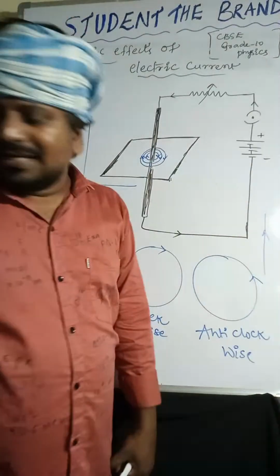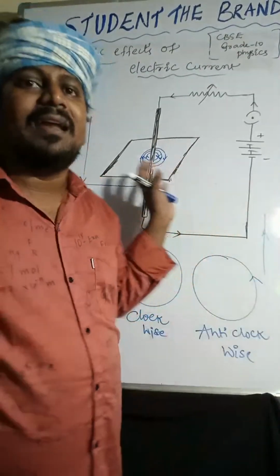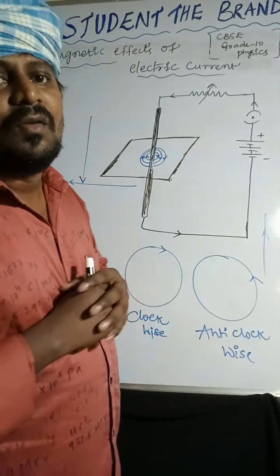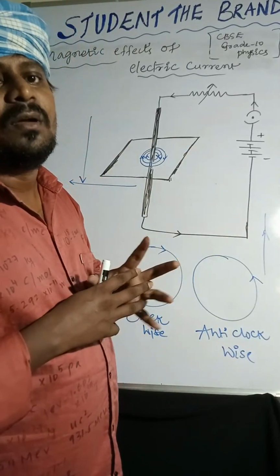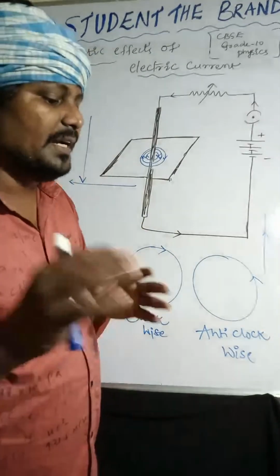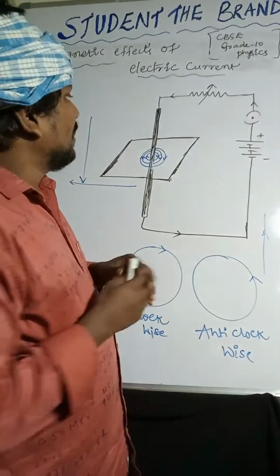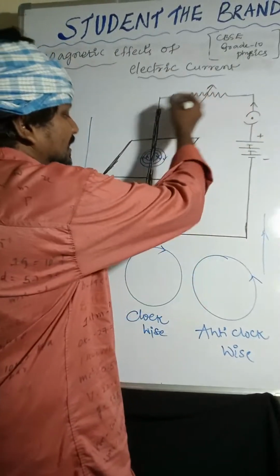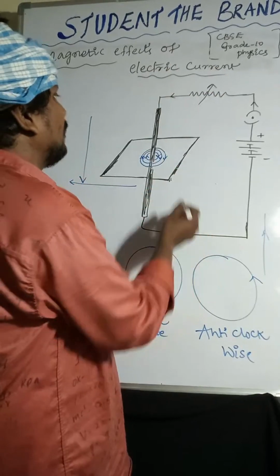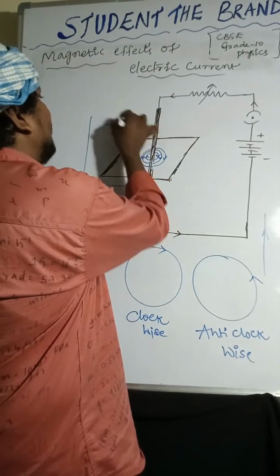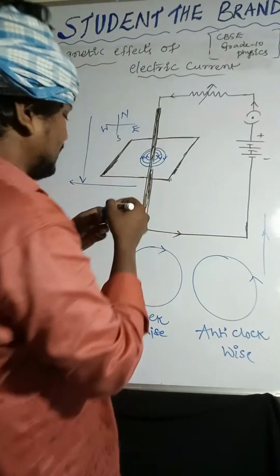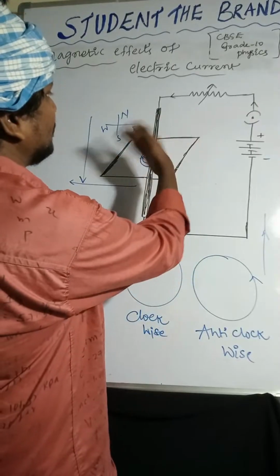Next one. So we'll discuss this about the current carrying conductor, and one more point I will tell you. If the current is passing from top to down, or north to east, the compass will show the deflection. The compass will show the deflection towards west, like this.